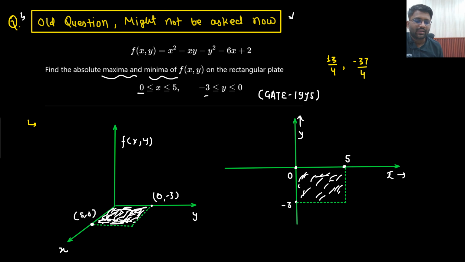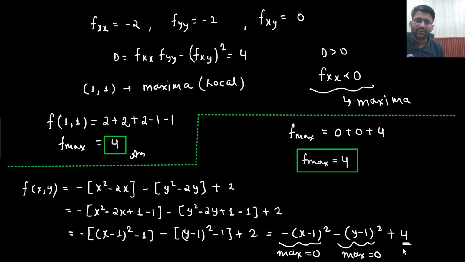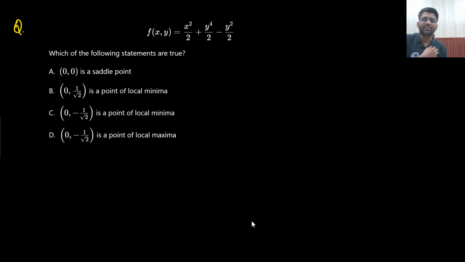Okay. Right. Let's solve more problems. More problems are there. So where we left at this particular question, let's solve this question now. Fxy is given. Which of the following statements are true? You need to talk about saddle point, local maxima, minima.